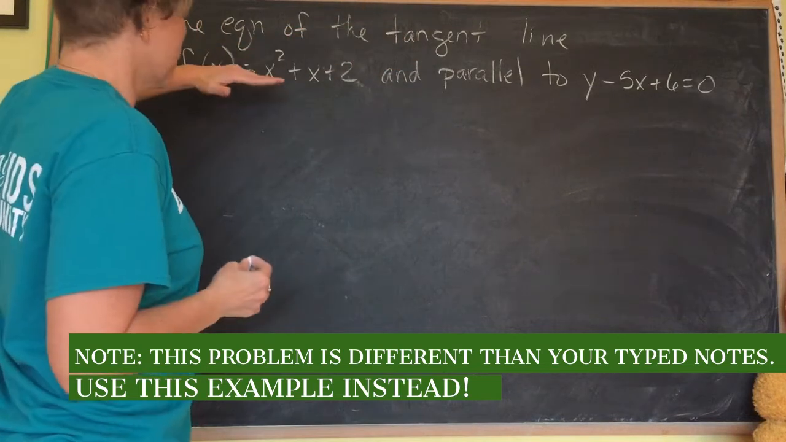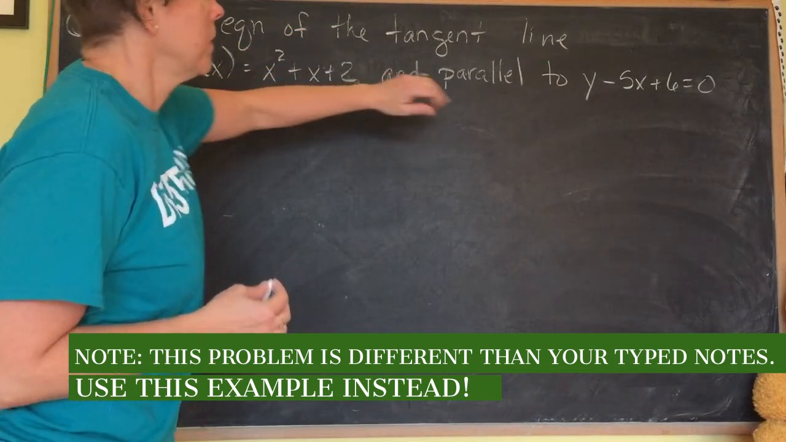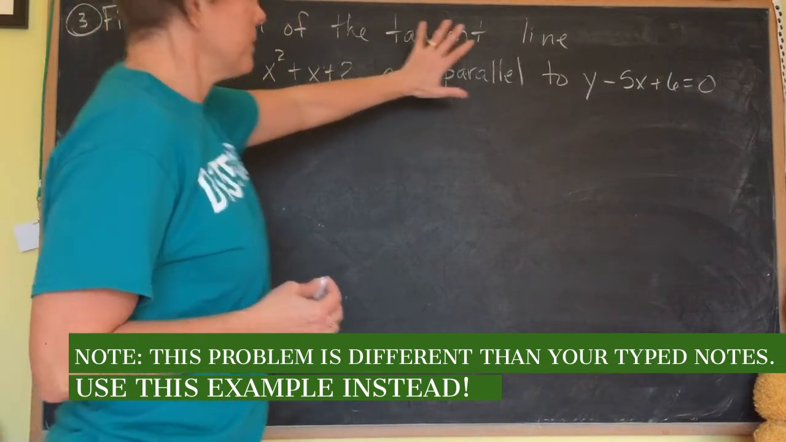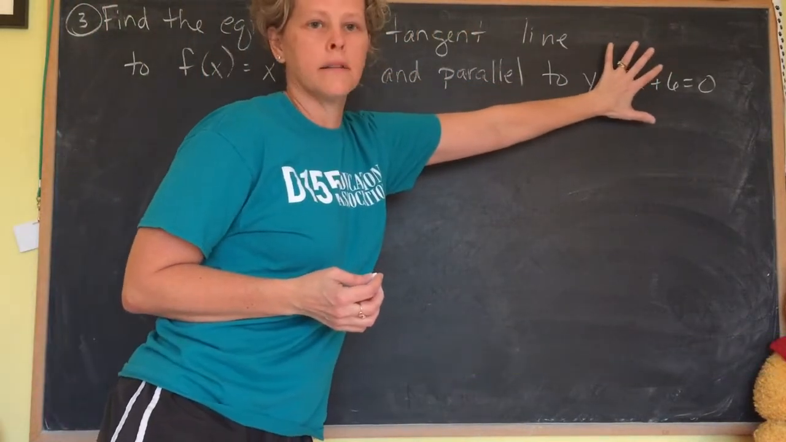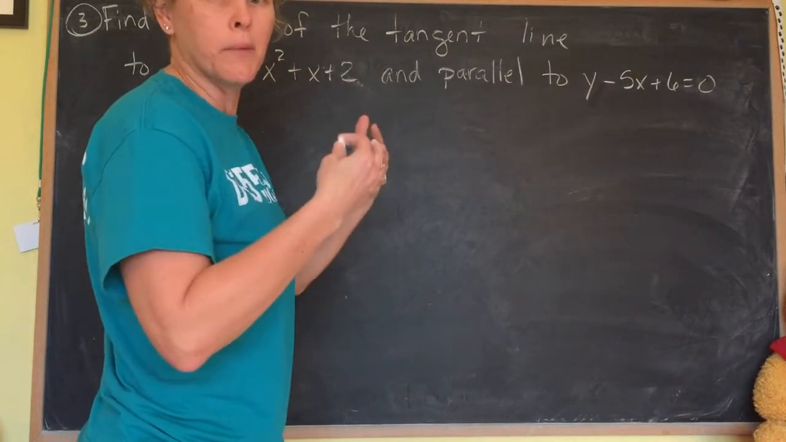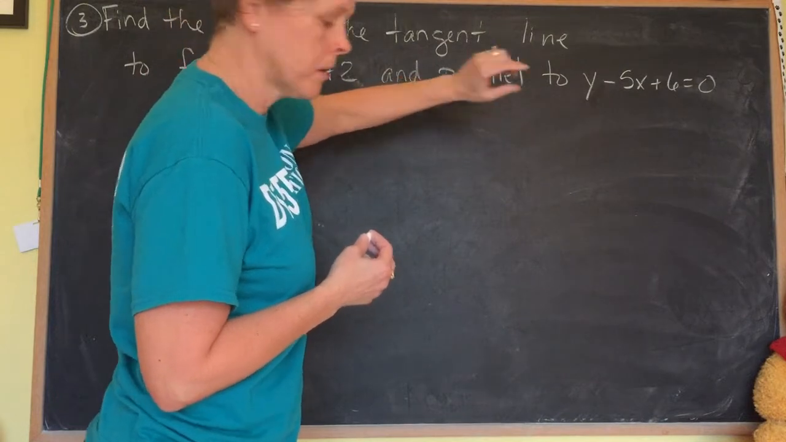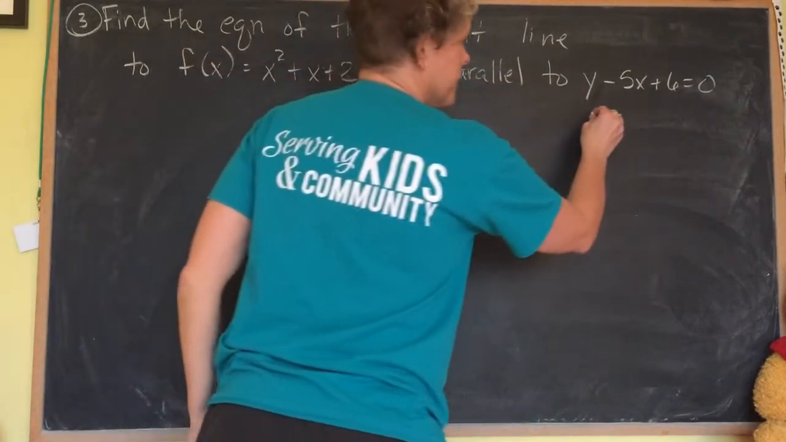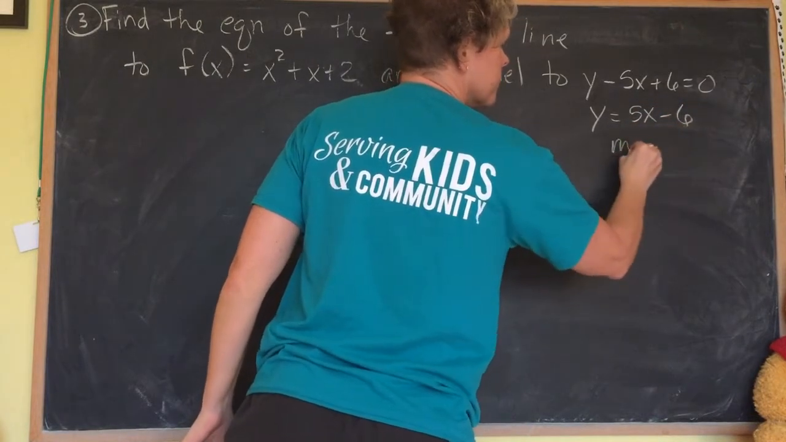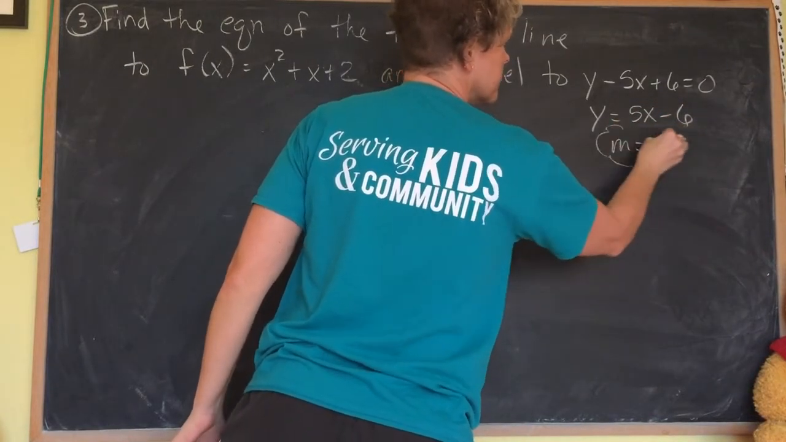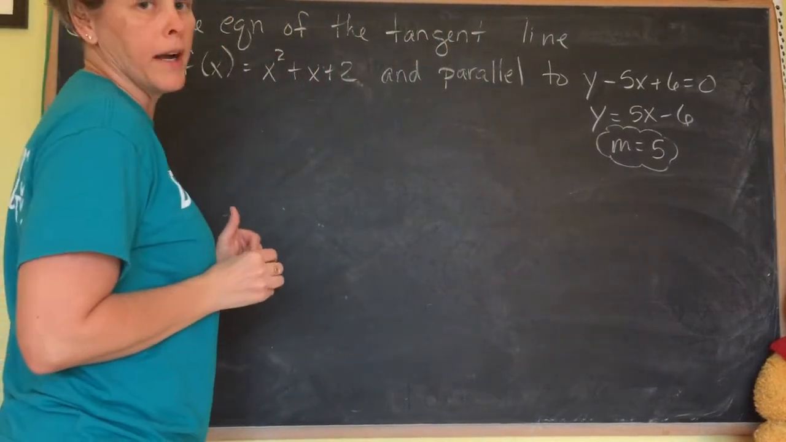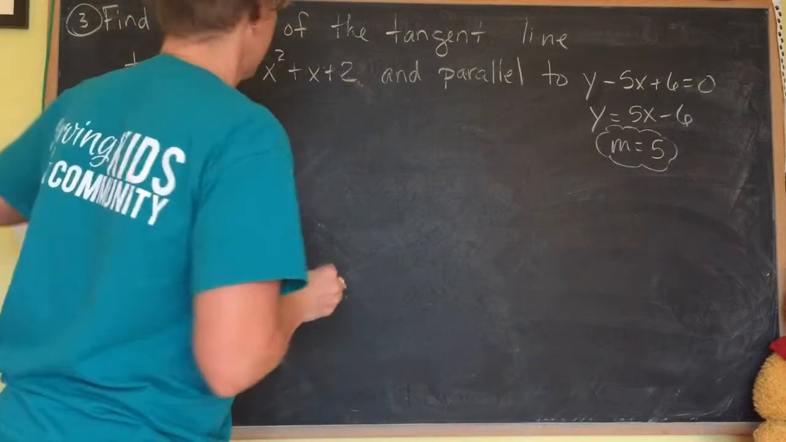That automatically means I need the derivative of this function. Parallel means same slopes. So the same slope, whatever you get for the derivative, has to be the same as the slope of this line. Okay, so we need a derivative, we need a slope of the line, and then we're going to set them equal to each other because of this word parallel. Great. Let's get that in the right form. Okay, so my slope is 5, which means my derivative also is going to have to be 5. Okay, so let's take the derivative of this first.